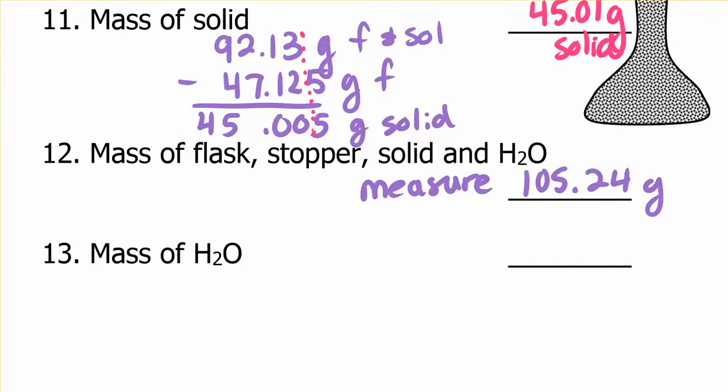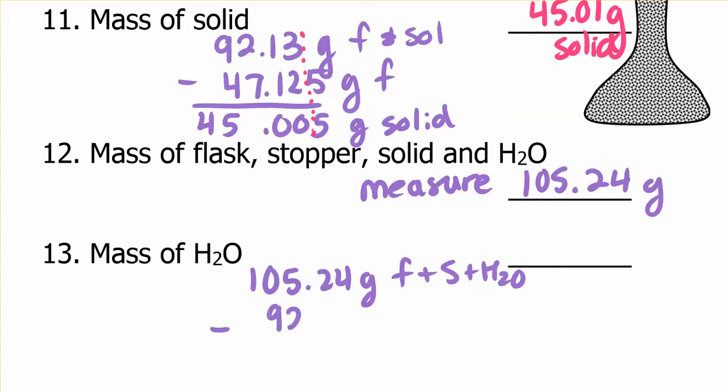So what's the mass of the water that fit in there? We'll take the whole thing. This is flask plus solid plus water. And I want to know the mass of the water, so I'm going to subtract off the mass of the flask and solid, which was 92. And that will give me the mass of the water.